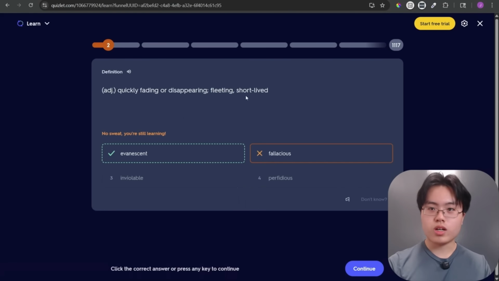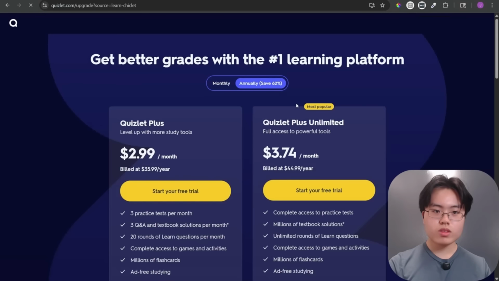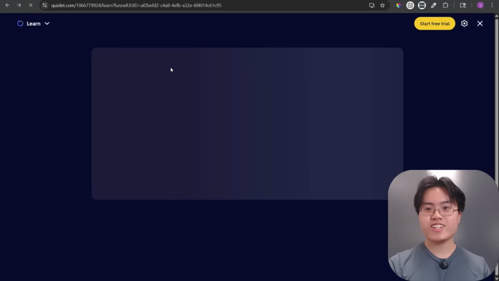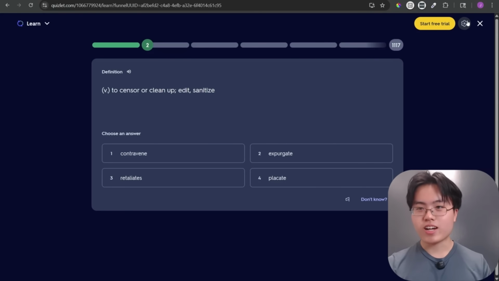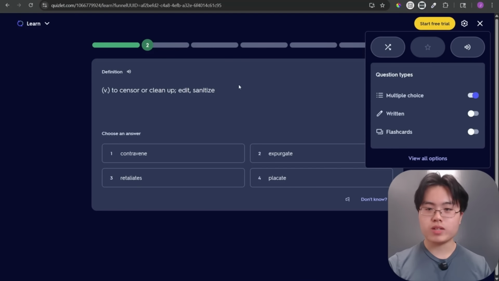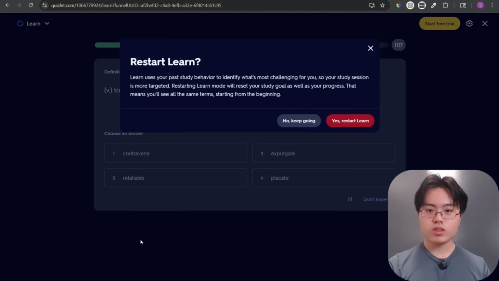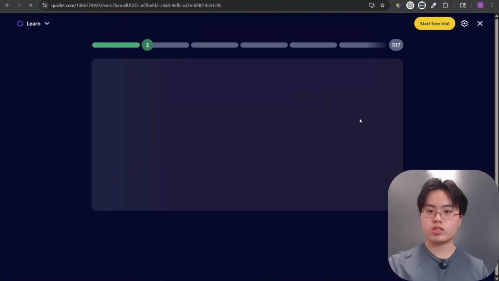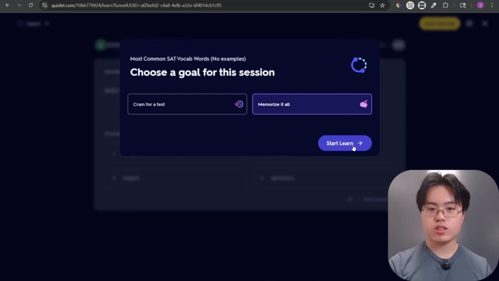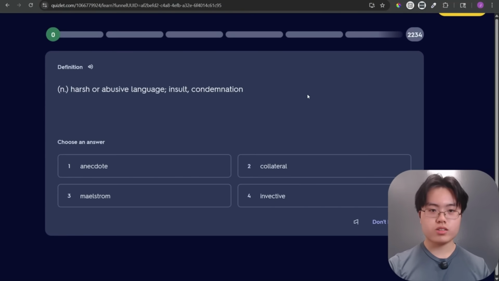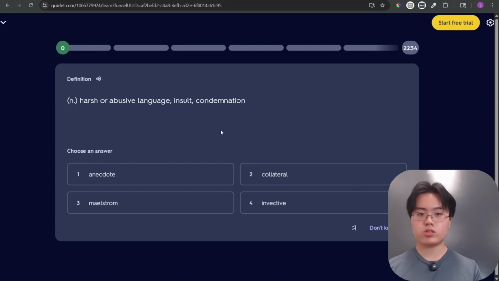Quizlet made Learn not free anymore, so you can just do a 30-day free trial. I think it's 30 days. That might be worth it, but what I would do is just restart the Learn after it makes me pay for it. So after you do 14, just click view all options again and just restart the Learn. And you just restart it and just shuffle all over again. And you just get 14 brand new questions if you want to. I know this is a bit scuffed, but this is the best free way I found to practice this.